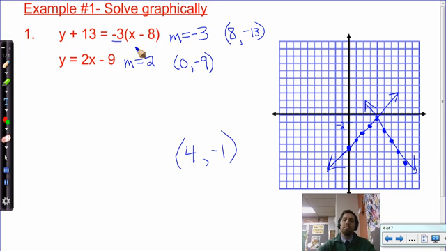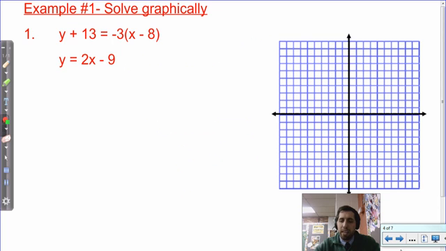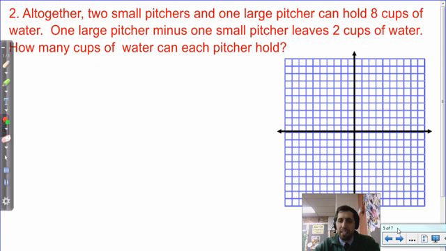It is. So this is our solution. It makes both of those true. It's the only point, the only xy combination that makes both true. So there's our solution. We found it just by drawing the graph and seeing where they intersected.